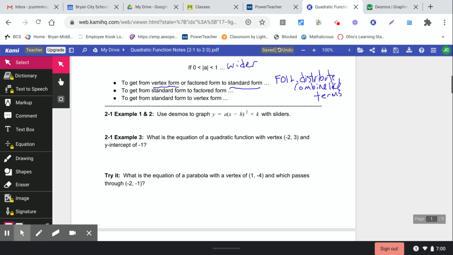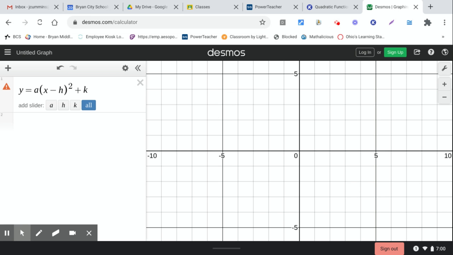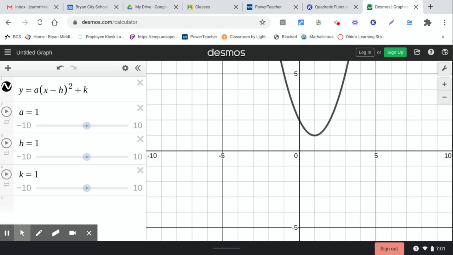So I want to just show you this on Desmos, just to remind ourselves what all of these things do. So over here on Desmos, I've got just the vertex form, y equals a(x minus h) squared plus k. And then Desmos asks if you want to add sliders, and I do. I'm just going to hit all. And now we can see what happens.